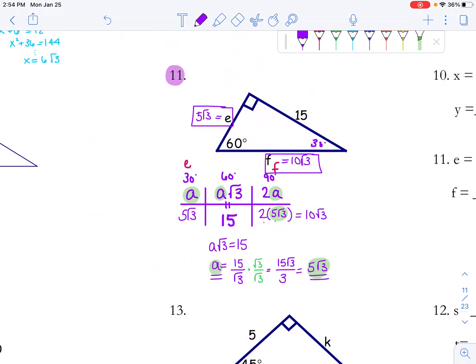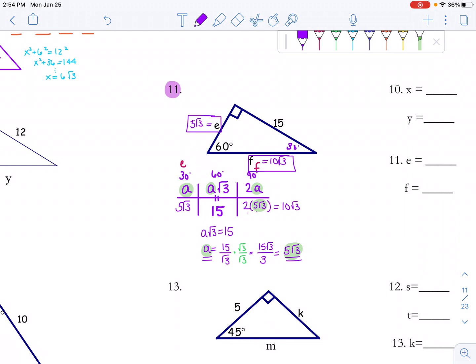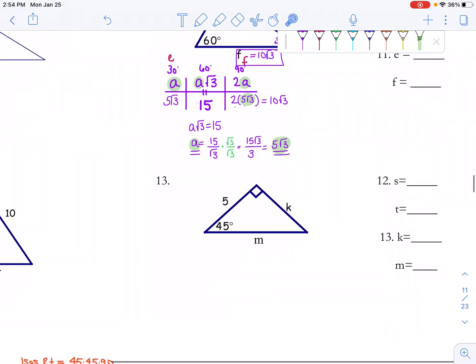Okay, make sure you feel comfortable with radicals. Remember, we spent 2 days on it, so if you're struggling with the rationalizing, you can look back at worksheet 2, and that should help.